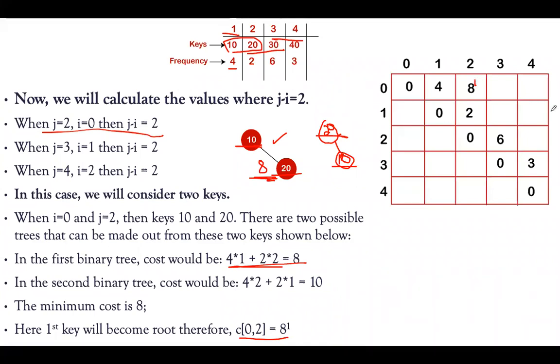Next, we have to find out 1, 3 and 2, 4. For 1, 3, we'll take the key values 20 and 30. For 2, 4, we'll take the key values 30 and 40.